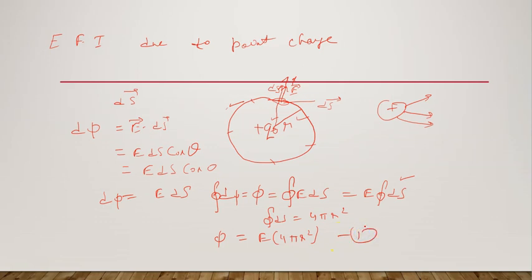That is, the total flux through this Gaussian surface due to this positive charge will be E times 4 pi r squared. Also, from Gauss's law, electric flux is equal to Q by epsilon naught. This is our equation number 2. Now compare equation 1 and equation number 2. So what will we get?